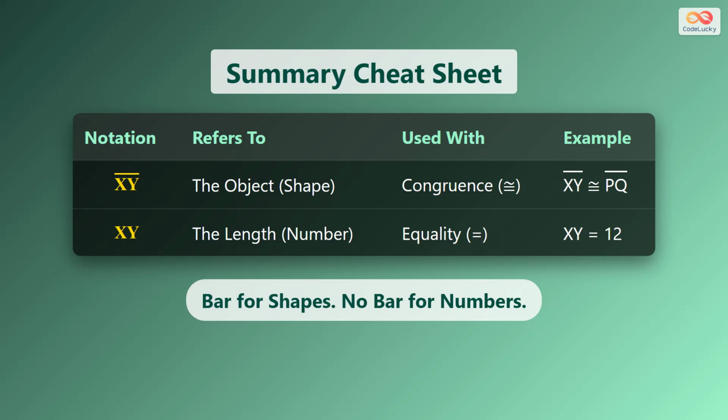Let's review. If you have the bar, you are talking about the object, and you should use the congruent symbol. If you have no bar, you are talking about the length, and you should use the equals sign. Remember, bar for shapes, no bar for numbers.